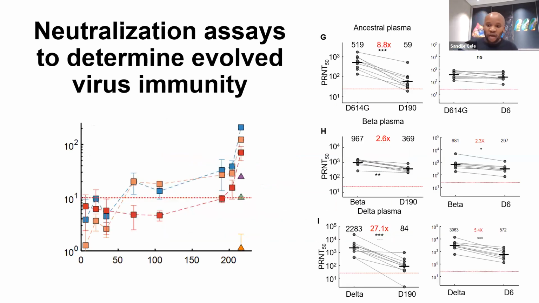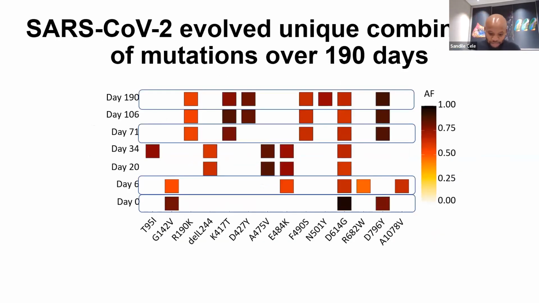However, one thing had changed in the SARS-CoV-2 virus that infected this patient. Here on day 0, this is the infecting virus. It only had three mutations: G142V, D614G, and D796Y. These are genetic changes in the virus. No need to stress about it.